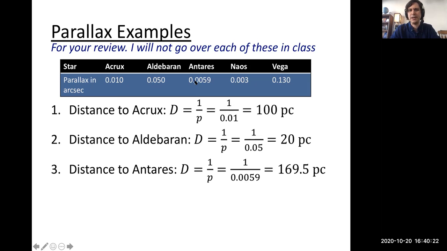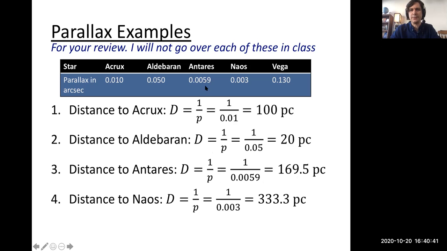Antares has a parallax of 0.0059. This one's going to be pretty far away. Notice how small that number is. 1 divided by 0.0059 gives me 169.5 parsecs away from the Earth. Now, our farthest one, Naos, has a measured parallax of 0.003 arcseconds. So the distance would be 1 divided by 0.003 arcseconds. Gives me a distance of 333.3 parsecs, the biggest number I've seen so far.